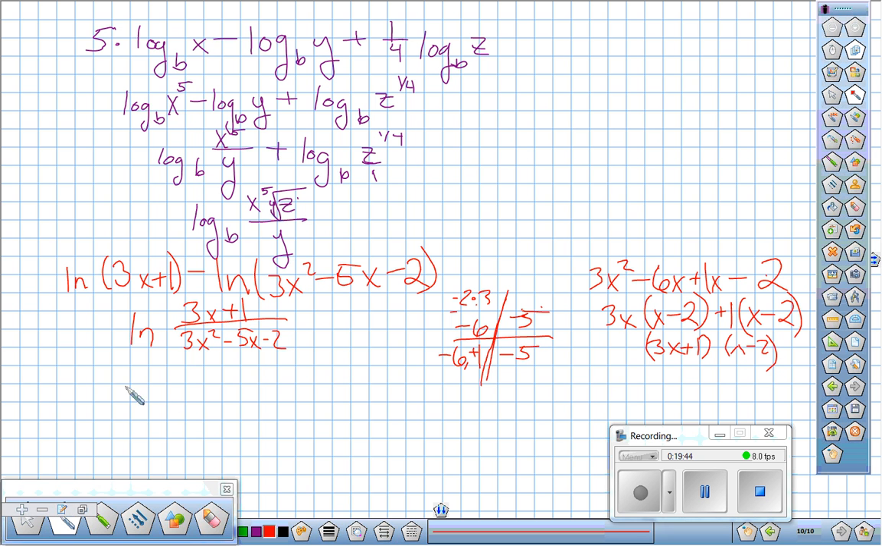And then I'm going to rewrite that down here. I have natural log of 3x plus 1 on top over 3x plus 1 times x minus 2. Those guys get to cancel out, and I am just left with the natural log. When I actually cancel these out, don't forget that it's a 1, not a 0, so I have 1 over x minus 2.